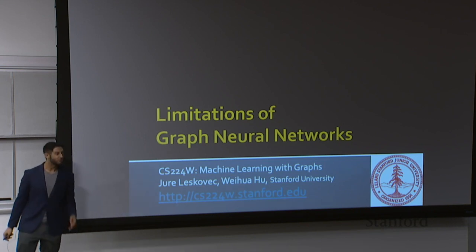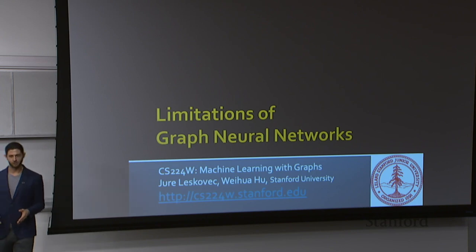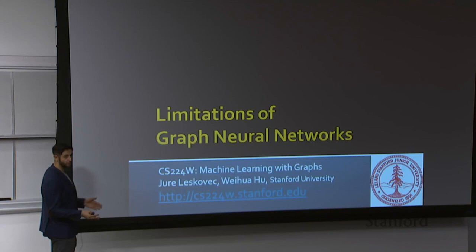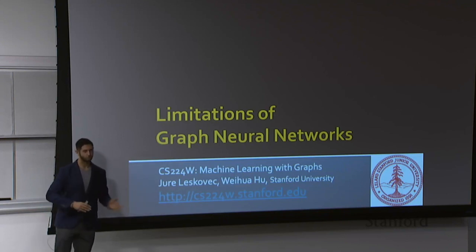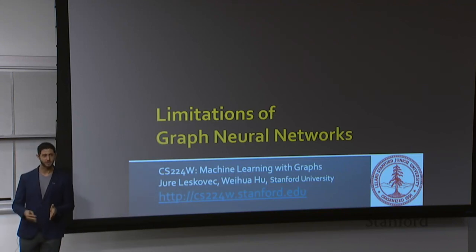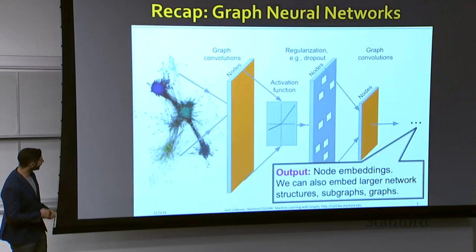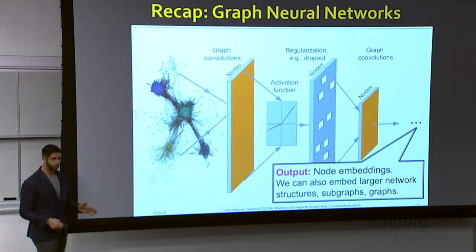Okay, so topic of the day is limitations of graph neural networks. We have been using them for more than a month. Many of you are using them in projects, but I also want to show some of the downsides and cases where they don't perform as well as you would expect. All right? So first we go through a very quick recap.